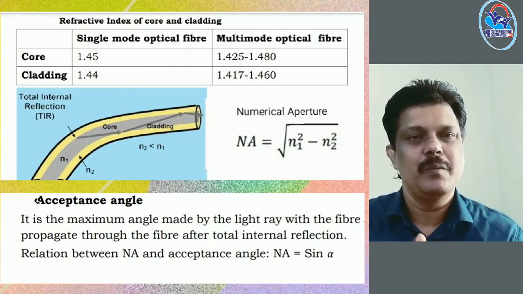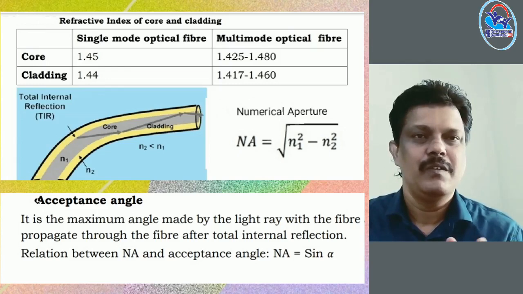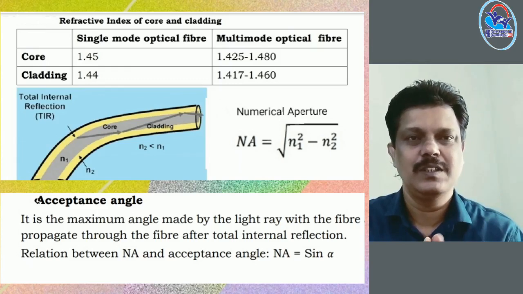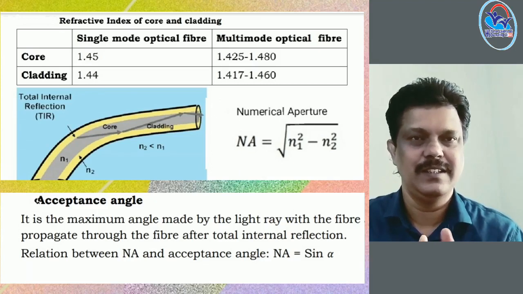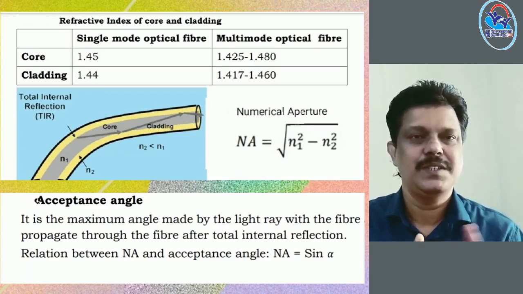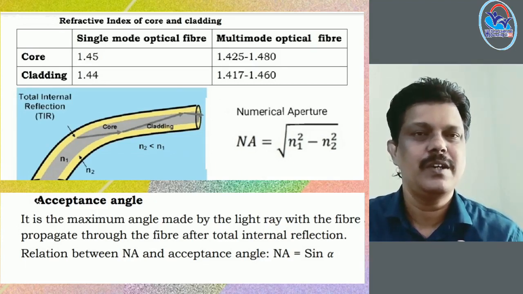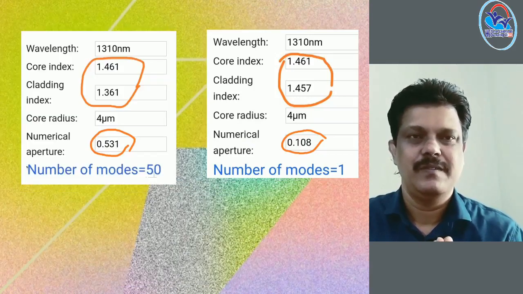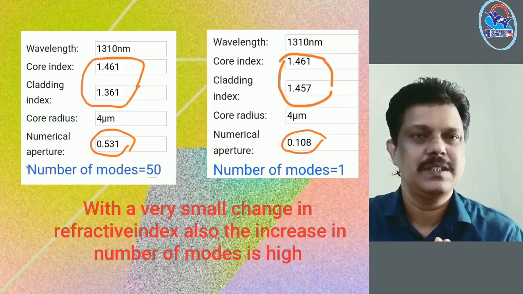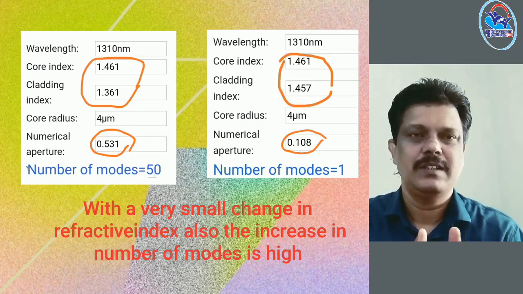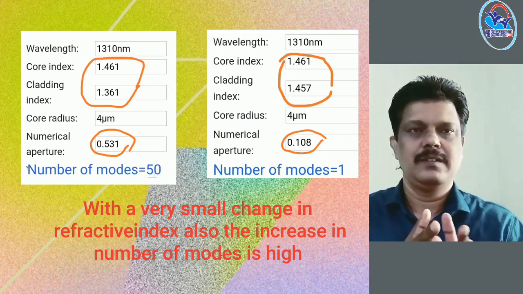So, if the numerical aperture is more, the amount of light getting into the optical core will be more. But as the amount of light getting into the core is more, along with it, the number of modes will also increase. In that case, as we saw earlier, we will get a lot of distortion. So, in order to avoid this distortion, we have to keep the numerical aperture to a minimum value. Its value lies between 0.1 and 0.3.